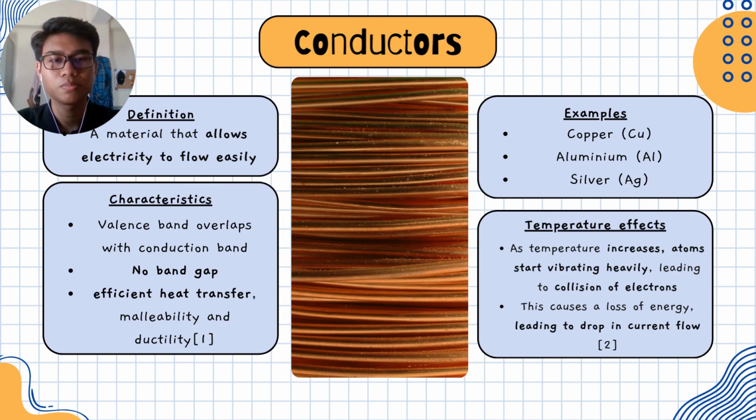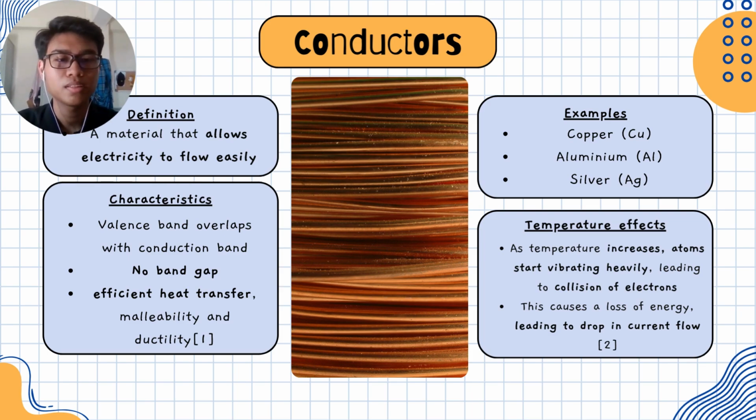So, the characteristic behind conductors is that the valence band overlaps with the conduction band. Because of that, it has no band gap, which makes it efficient in heat transfer, malleability, and ductility. A few examples of conductors are copper, aluminum, and silver.